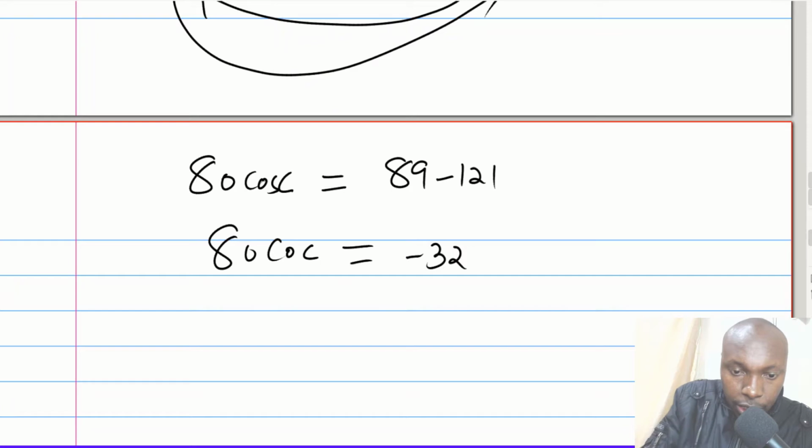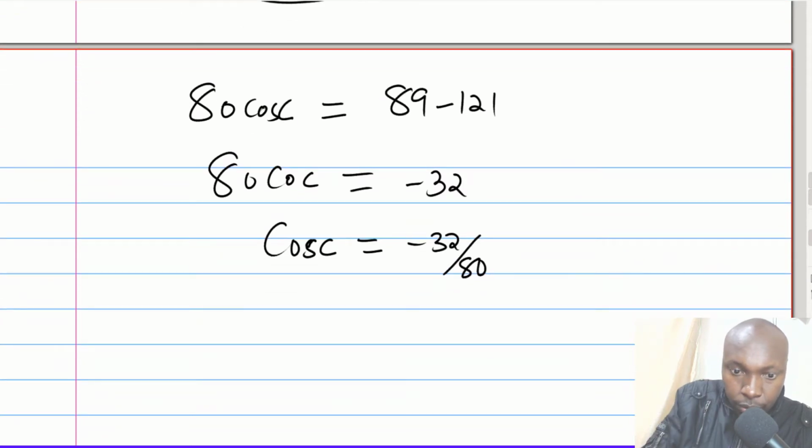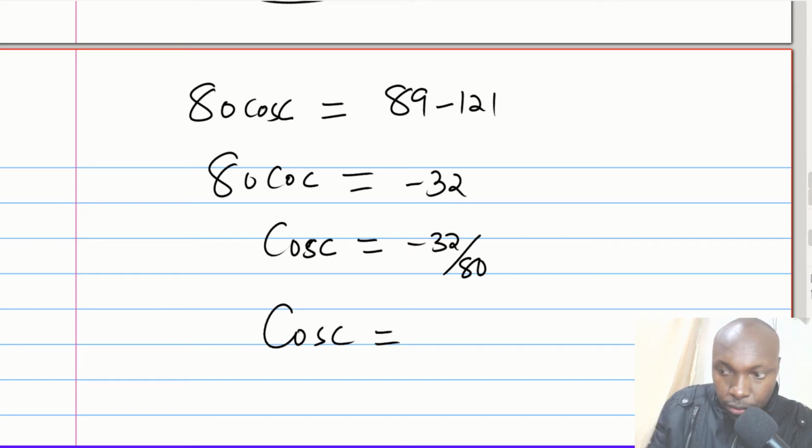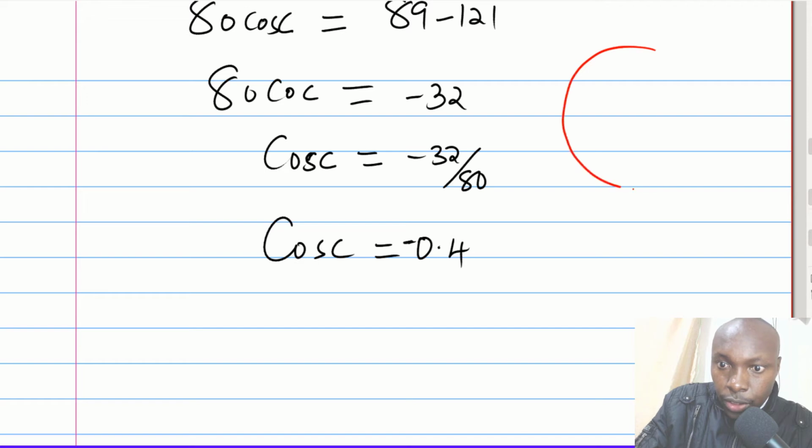Divide both sides by 80. You remain with cosine of C is equal to negative 32 divided by 80. This will give negative 0.4. Now when you get a negative cosine, you need to think of something here. Think of the unit circle.